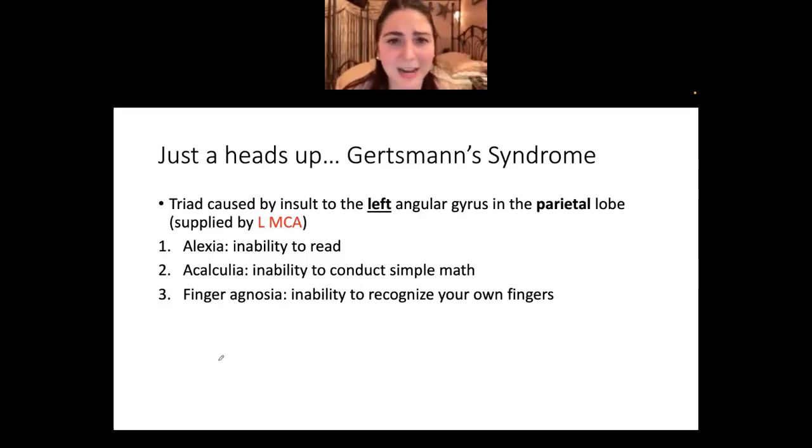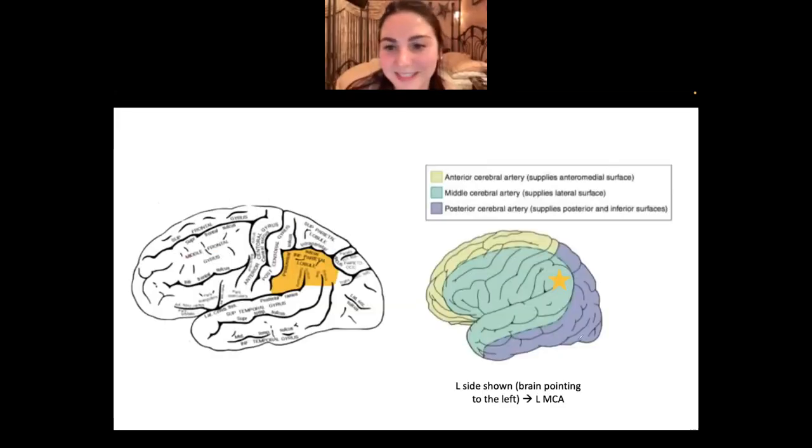It's really weird. I had a question about Gerstmann's on boards, and I'm like, what? Why are you asking me this? It was a left MCA stroke. The patient has alexia, the inability to read, acalculia, the inability to conduct simple math, and then finger agnosia. So you see your fingers and you think these are someone else's fingers. It's so bizarre. That's Gerstmann's.